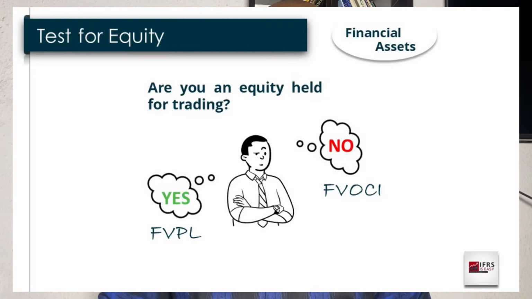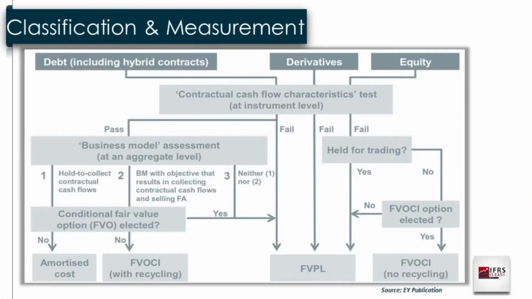So now let's talk about debt instruments. We have talked about the equity, we have talked about derivatives. We said derivatives could either be hedging or speculating. If it is hedging, we use hedge accounting requirements. If it is not hedging, that is, if it is speculative, we use fair value through profit or loss. Now for investment in equity, we say that if it is held for trading, we use fair value through profit or loss. If it is not held for trading, we use fair value through OCI.